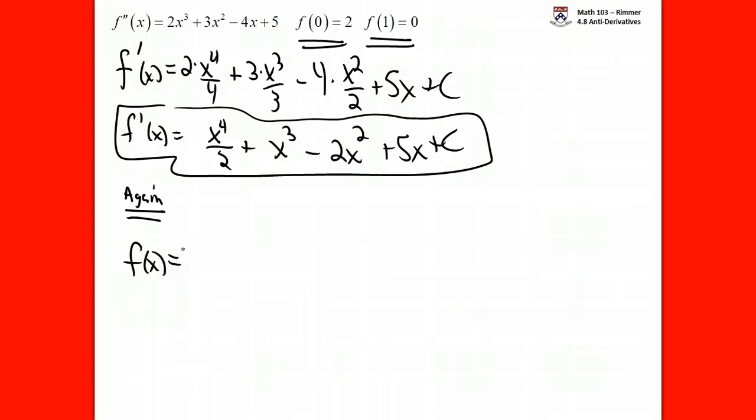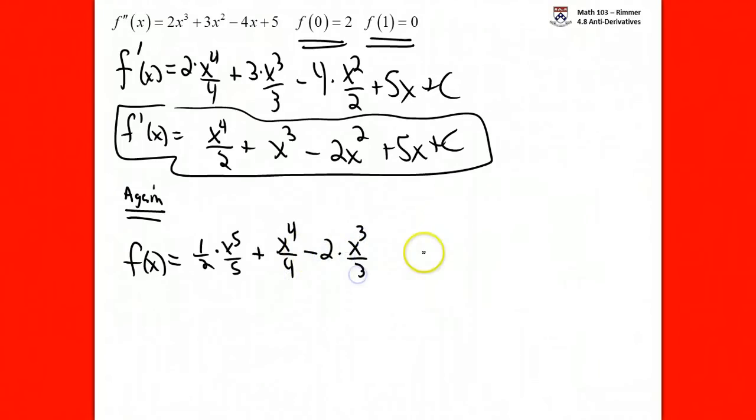Leave the half, and do it as x to the 5th over 5. x to the 4th over 4. Leave the negative 2 and do it as x cubed over 3. Leave the 5 and do it as x squared over 2. Now, this is a constant, like our 8. Antiderivative of 8 was 8x. Antiderivative of c, cx. Now we have to add another constant. Let's not call it c.